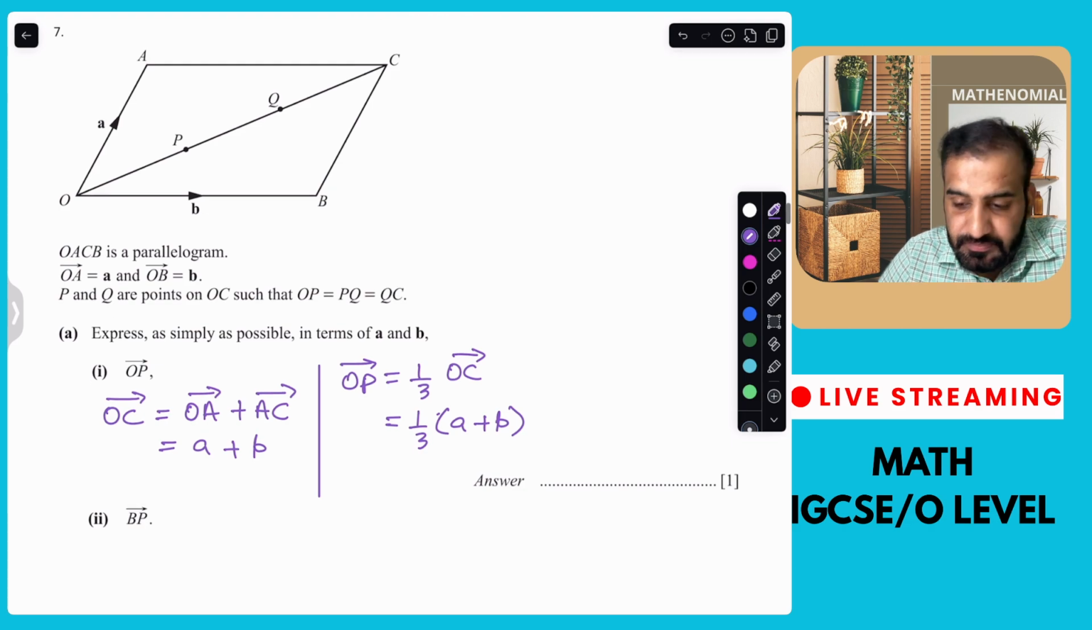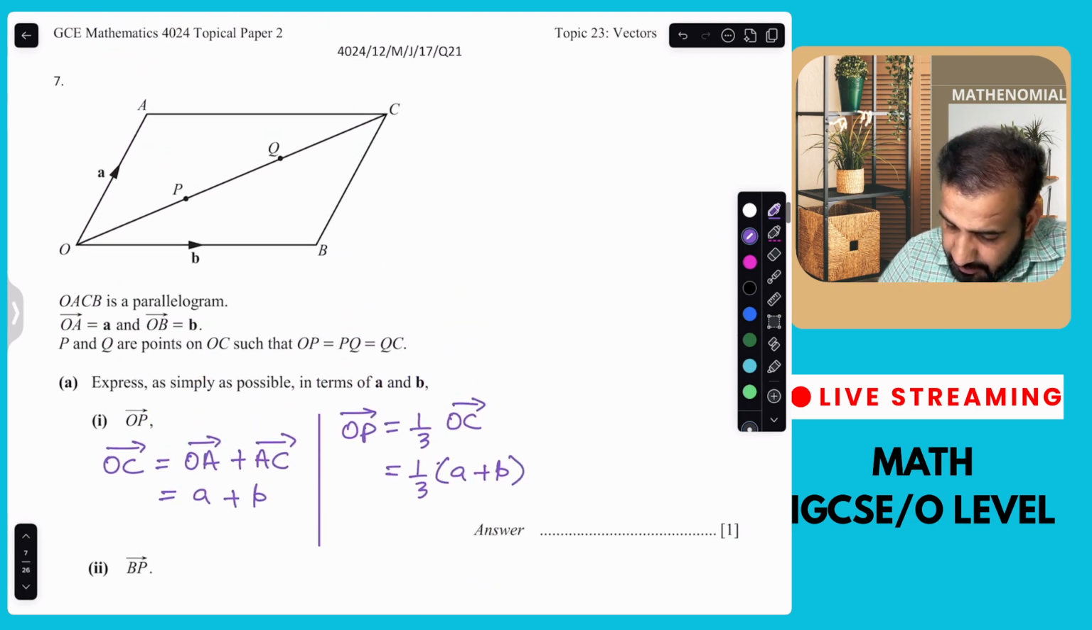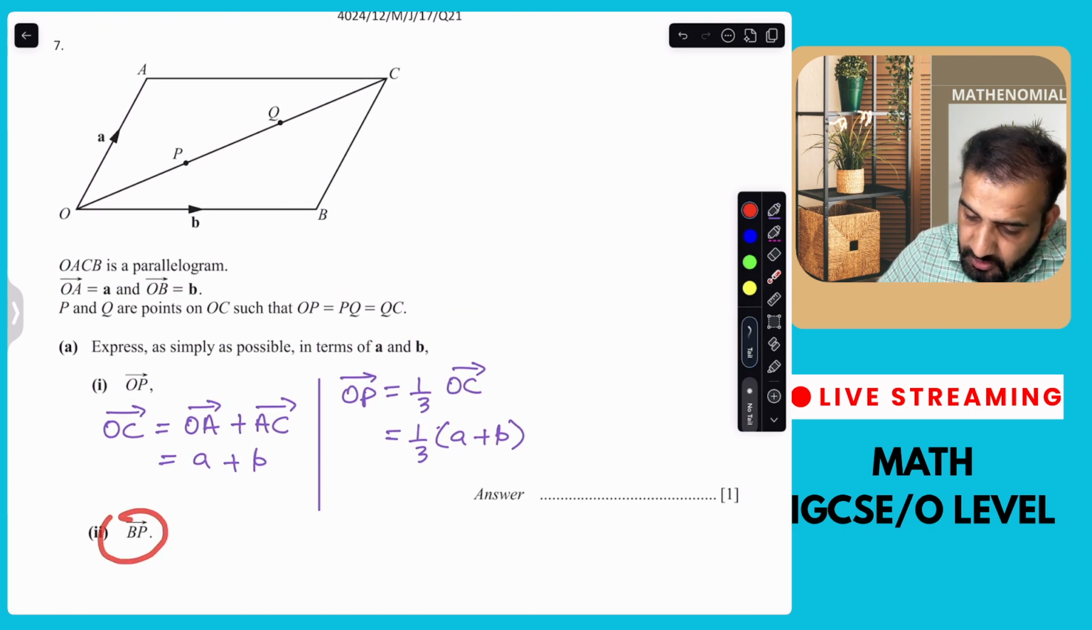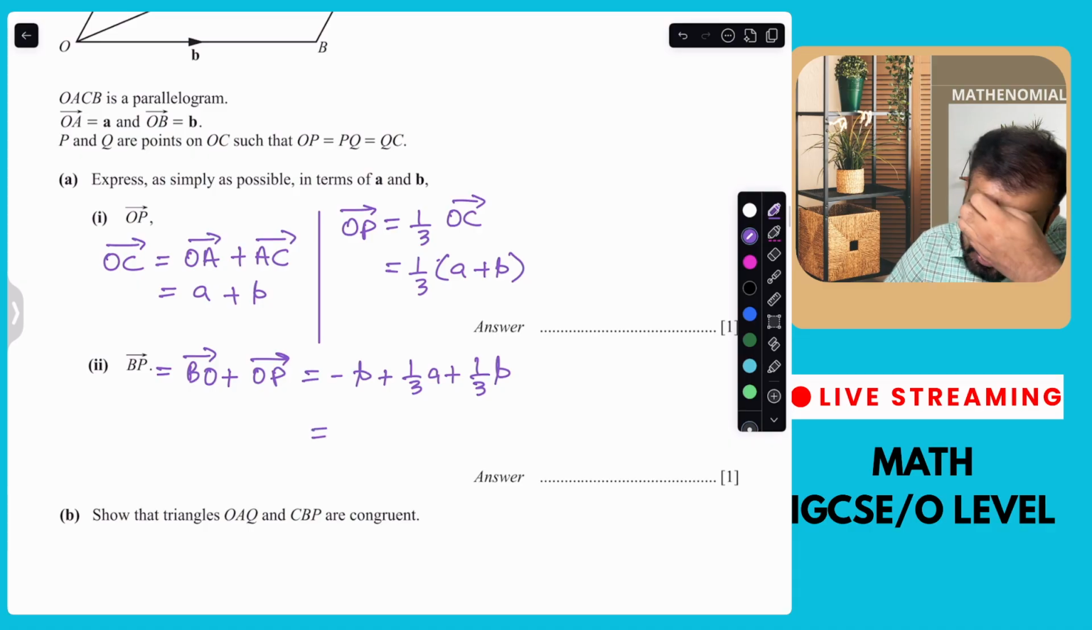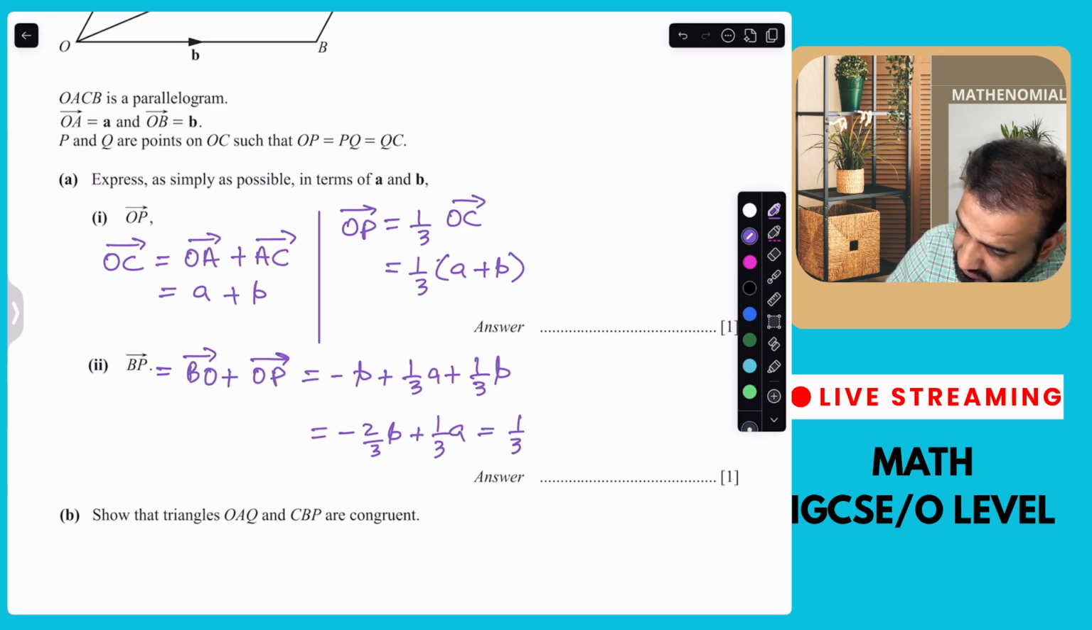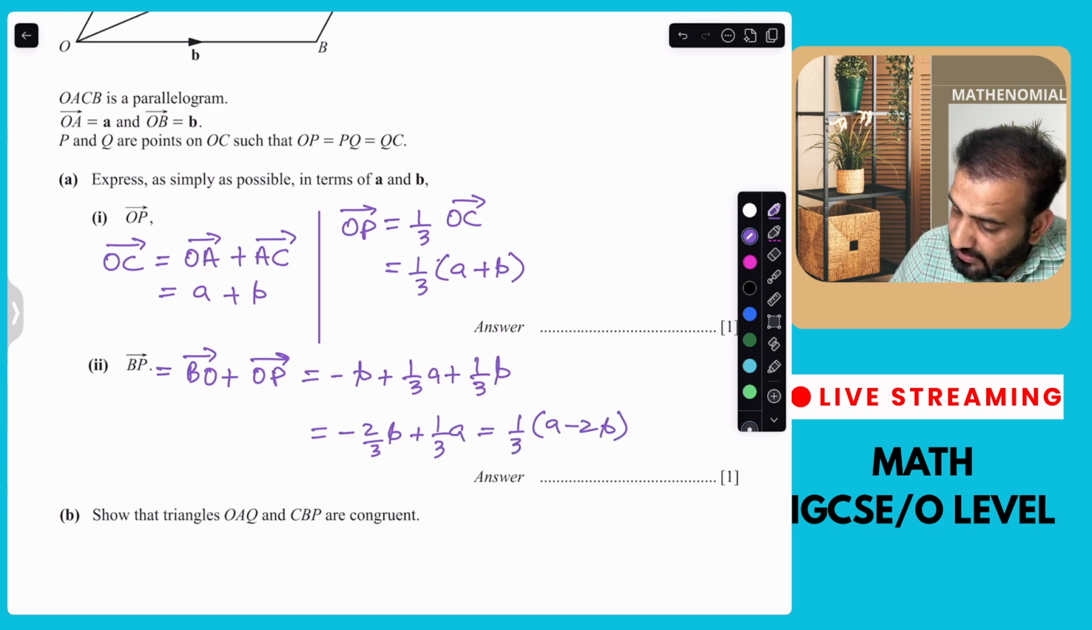Next we have: find BP. So B to P. Again, it is simple. Let's come from B to O plus O to P. So B to O is minus B, plus O to P is 1/3 A plus 1/3 B. So it is minus 3/3 B plus 1/3 B, which is minus 2/3 B plus 1/3 A. So take 1/3 common. So it is A minus 2B. That's it.